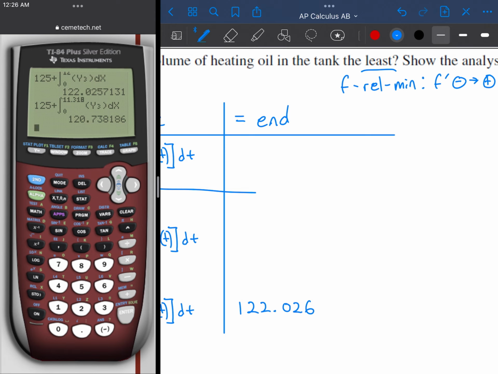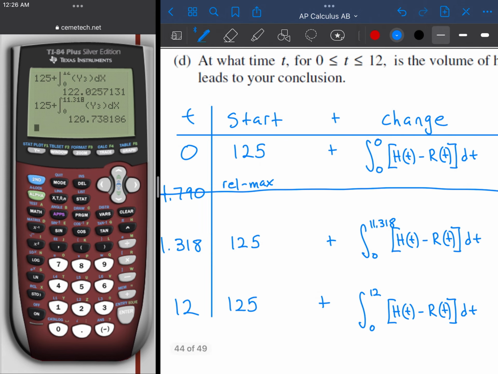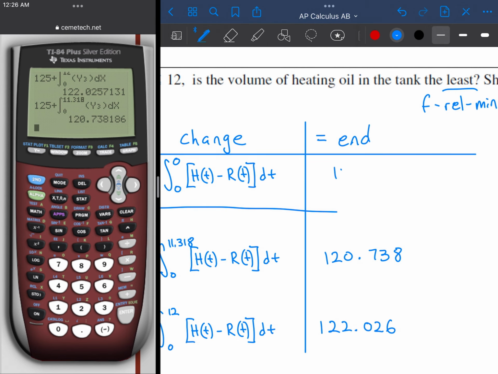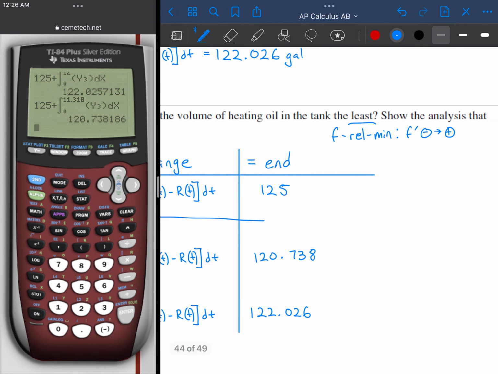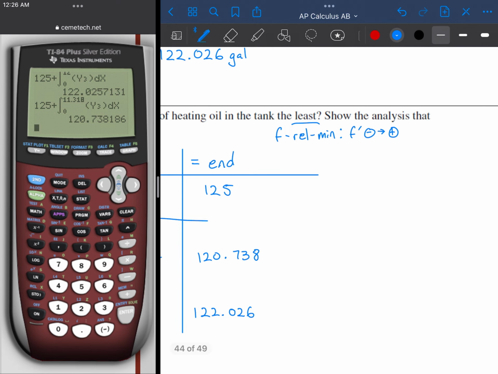You have to show the calculator some love. All right, 120.738. And then that one is just 0, 0, so that's just 125. Again, we're trying to find the least. Which one is smallest? Well, 120.738 is the smallest. So write out your conclusion.